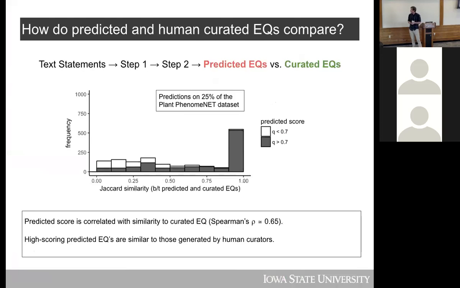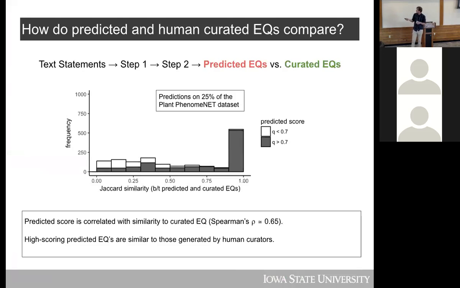So in general, we start with text statements. Those are the input to the pipeline. They're run through these 2 steps. And then the EQ statement that receives the highest score is the one that is outputted. We're calling that the predicted EQ. And we can compare those to curated EQs, which are the EQs that were generated by humans. And what this graph is showing is a histogram of the similarities between the predicted EQs from our method and those generated by humans. So instances to the left are where the prediction was very different than the human, and the ones further to the right are where they were more similar.